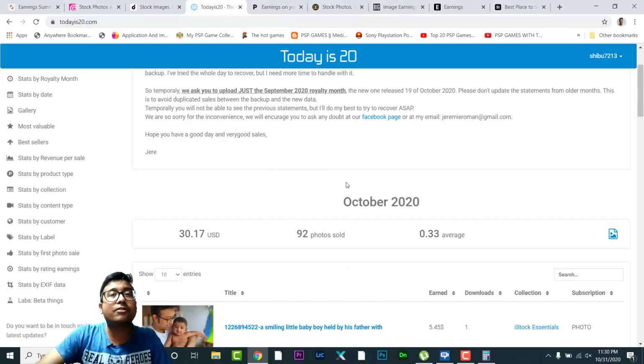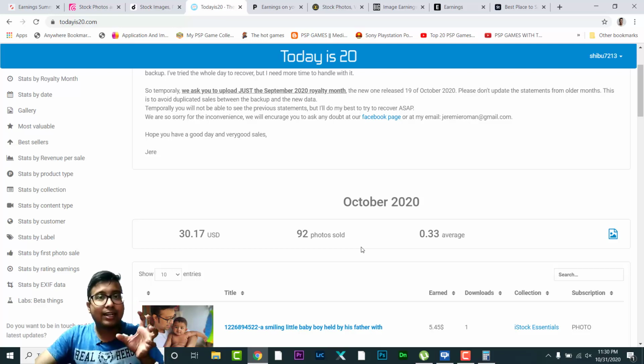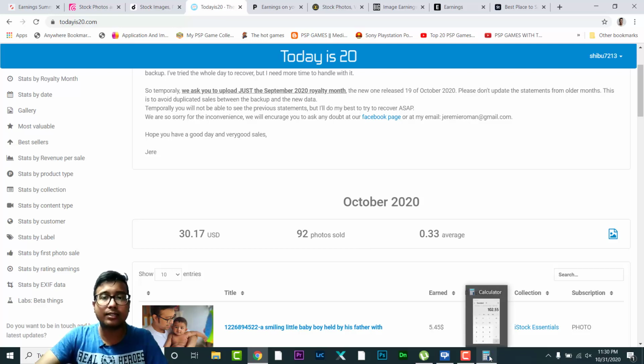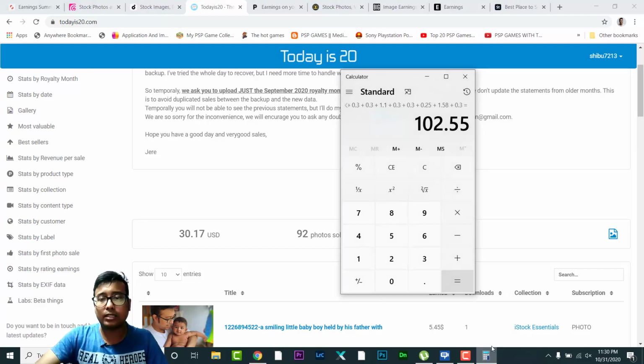I already made a video for Getty Images iStock for the month of September. This earning showed up in October, so I will calculate this only in my total monthly earnings. So it's 30.17 from iStock.